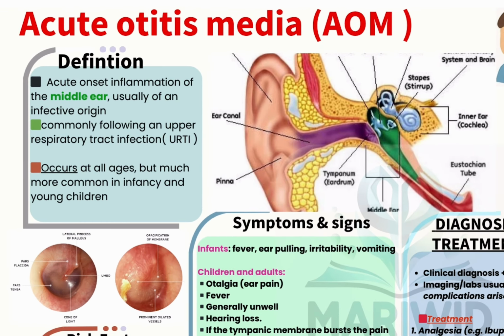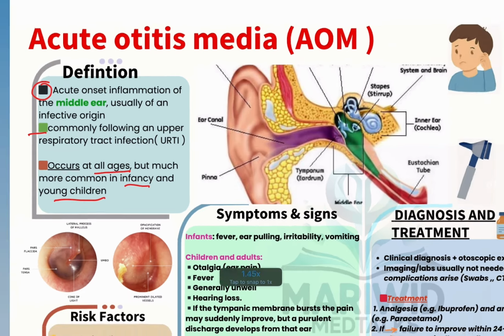So, acute otitis media is defined as acute onset inflammation of the middle ear, usually of an infective origin, commonly encountered following an upper respiratory tract infection. It occurs at all ages, but is much more common in infancy and young children.